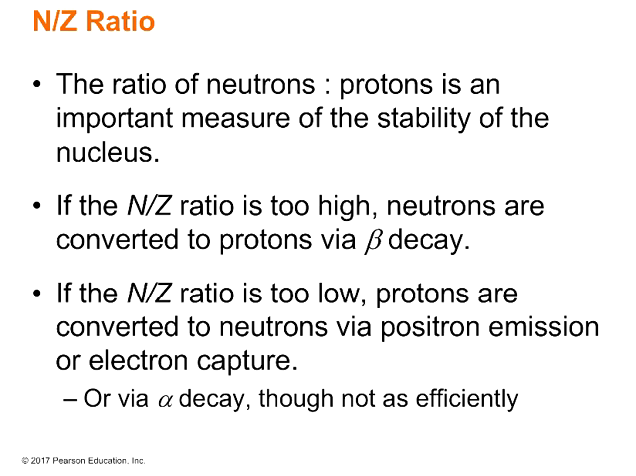So what's really important for the stability of a nucleus is the neutron to proton ratio. And we're going to call this the N/Z ratio, where N stands for neutron and Z stands for proton. So again, the ratio of neutrons to protons is an important measure of the stability of the nucleus. So, for instance, what if we have too many neutrons? That would mean that the ratio N/Z is too high.